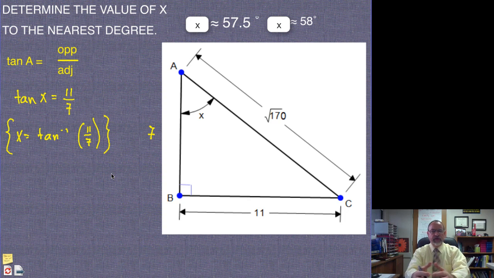So when you're using the tangent ratio to solve for an angle, and actually if you're using any trigonometric ratio and the angle is what's unknown, you're going to use the inverse function of that trigonometric ratio, in this case the inverse tangent function.